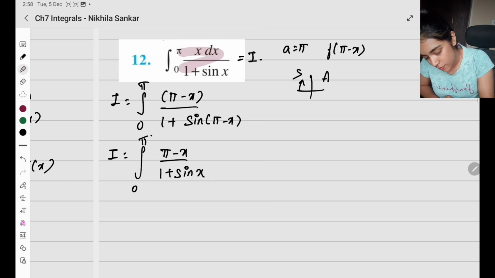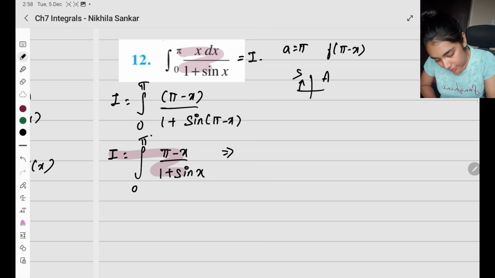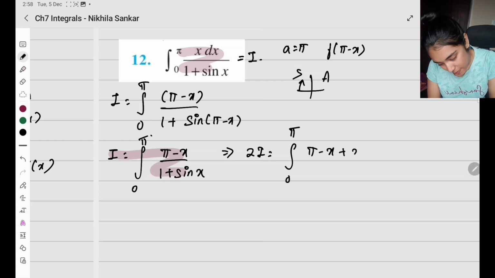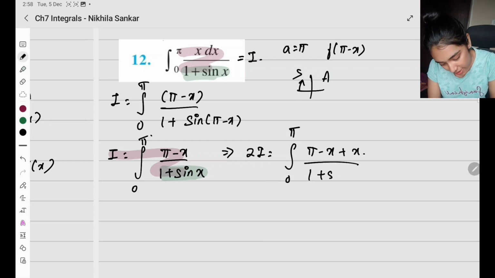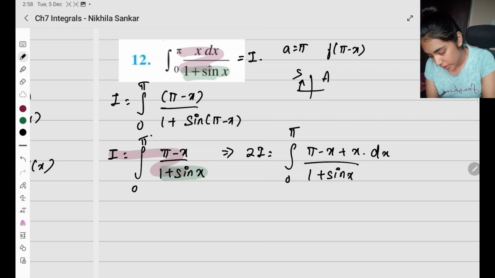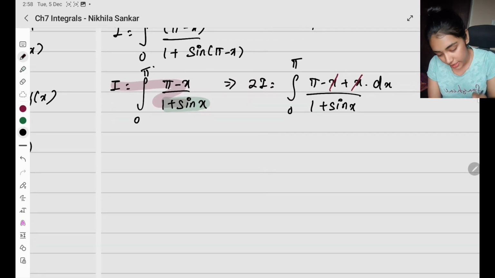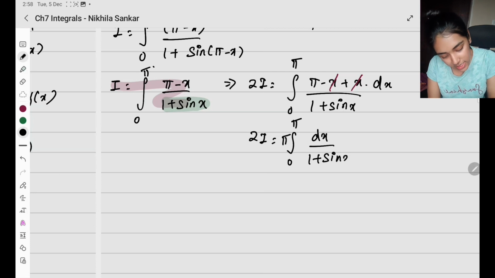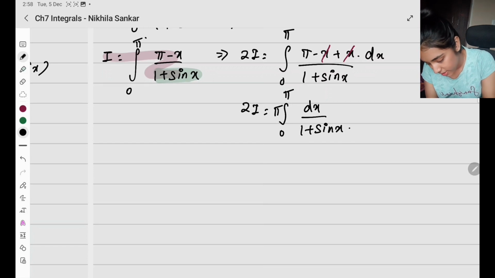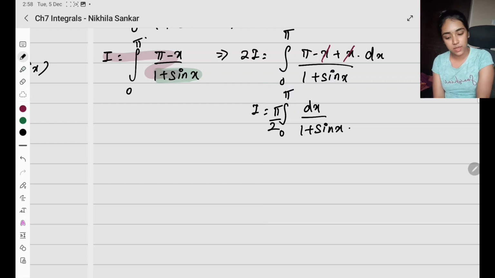When I add this and this, I have 2I equals the integral from 0 to pi of pi minus x plus x. I see that the denominators are the same, 1 plus sin x, 1 plus sin x. So the denominator is the same, now I can add the numerators. So I'll be left with this, where my x and the x get cancelled. Correct? So this is 2I equals the integral from 0 to pi of pi, which is a constant, dx divided by 1 plus sine x. Okay, so this is my 2I now. I'll write it again. So I equals pi divided by 2. 2I equals pi times, so I equals pi divided by 2.